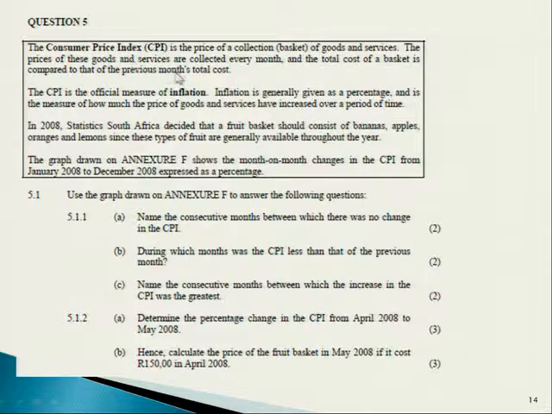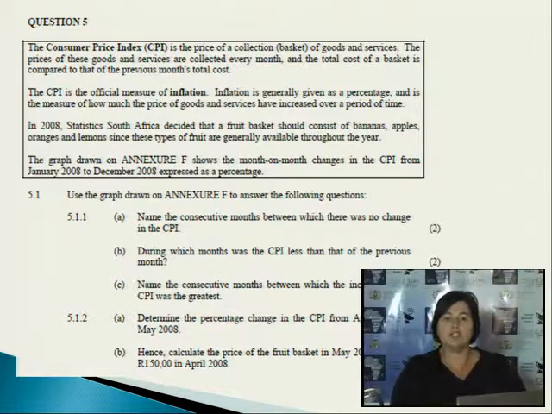And the prices of these goods and services are collected every month. And the total cost of a basket is compared to that of the previous month's total. And remember, over a period of a year, they find the average or the mean, and that gives us our annual inflation rate. The CPI is the official measure of inflation. Don't confuse the two. Inflation rate is the percentage one, but CPI is the Consumer Price Index. It's a long word, so remember it's a long number. It will always be 100 or more.